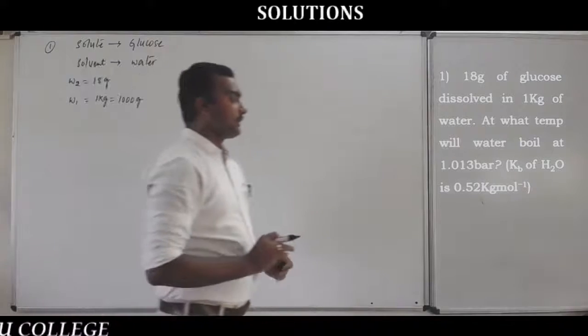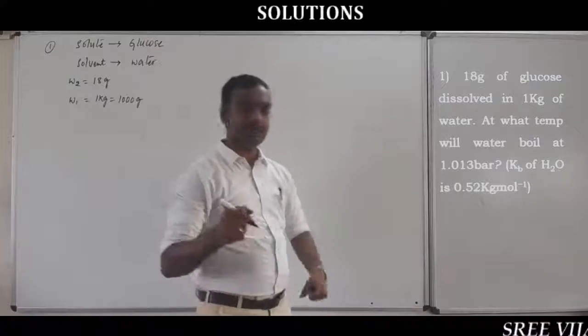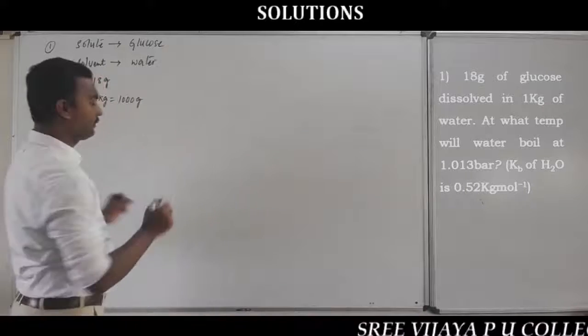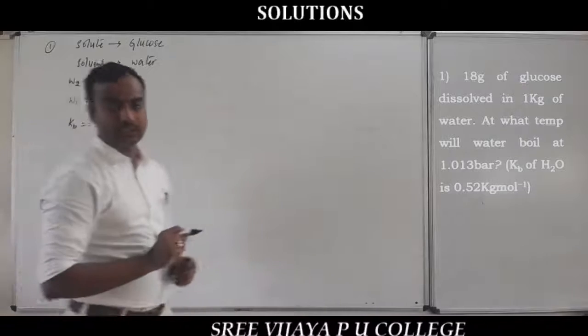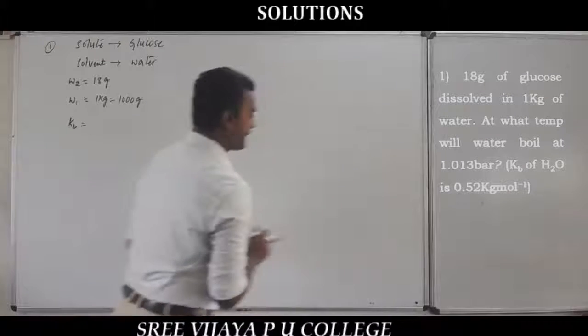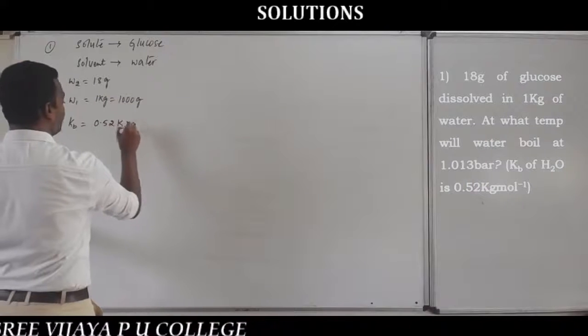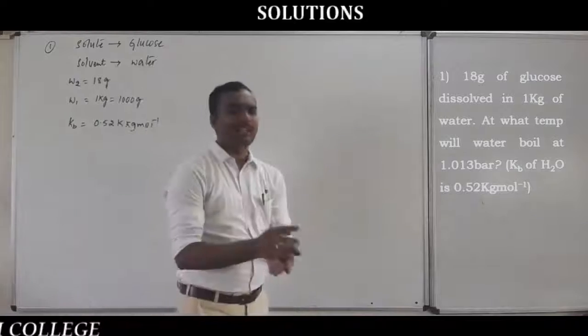At what temperature will water boil at 1.013 bar? Also Kb is given. Kb is constant for a given solvent. In the given problem, the solvent is water. What is the Kb value? That is the molar elevation constant or ebullioscopic constant, which is about 0.52 Kelvin kg per mole. So our intention is what we have to calculate here.